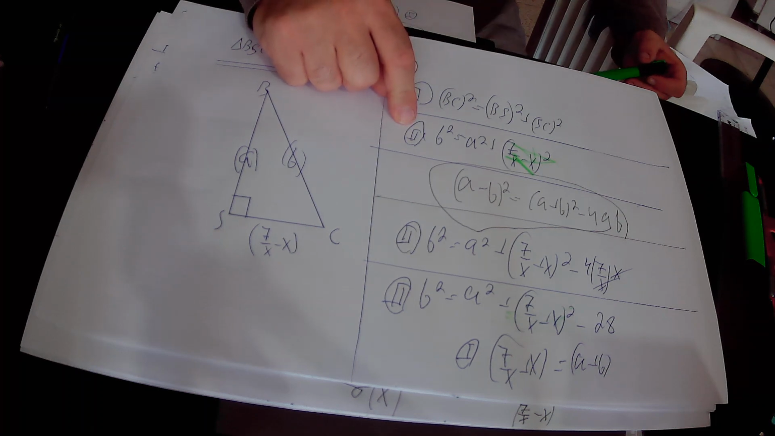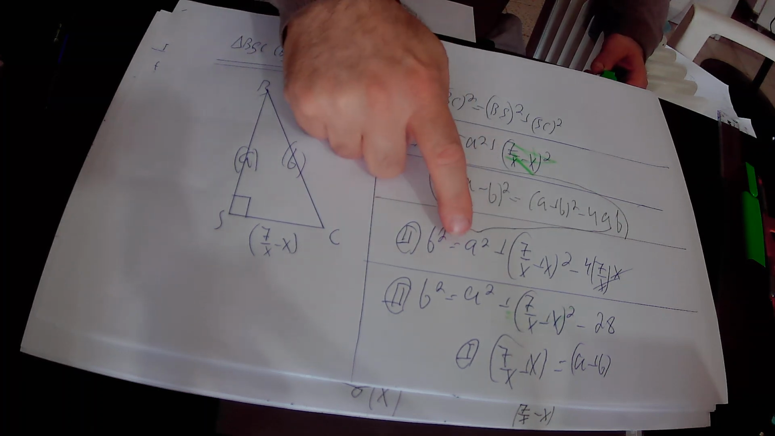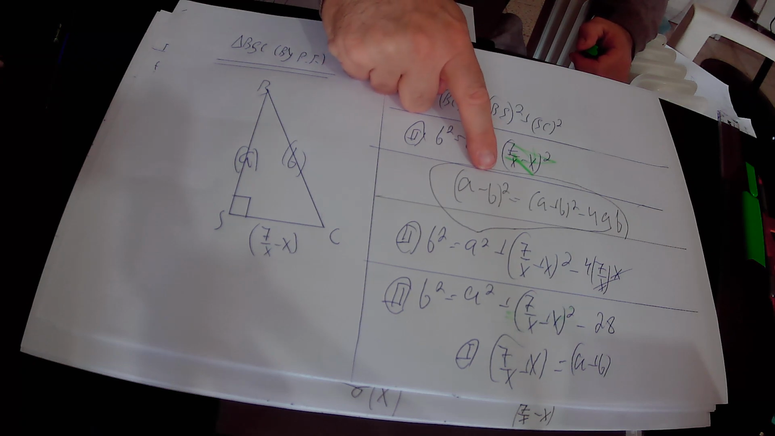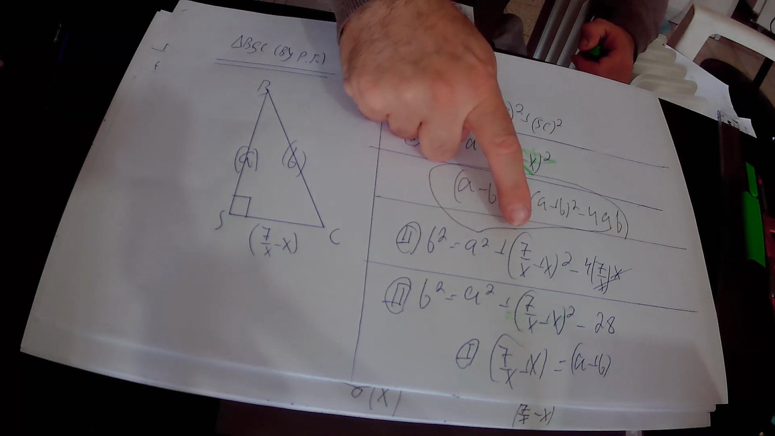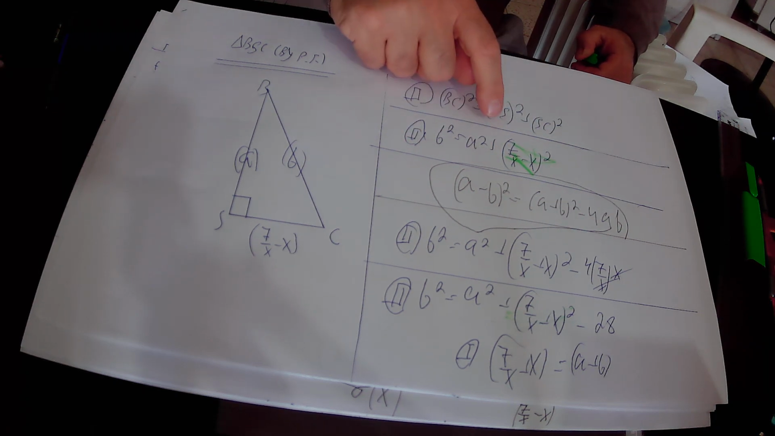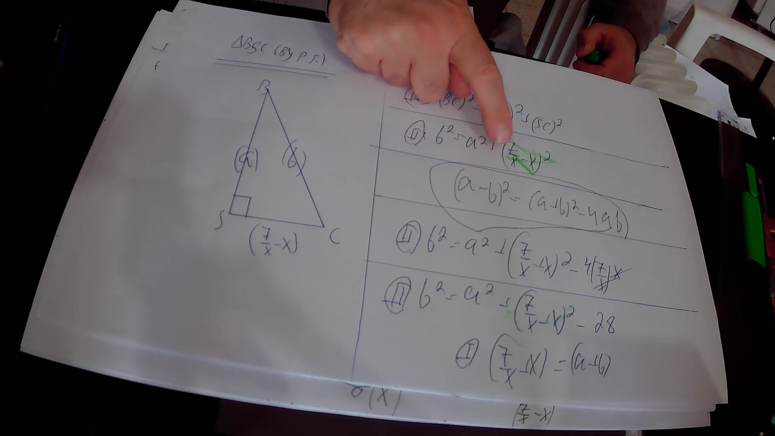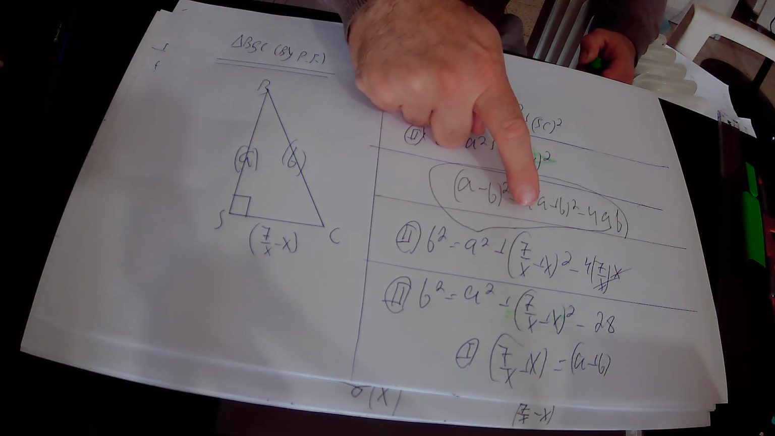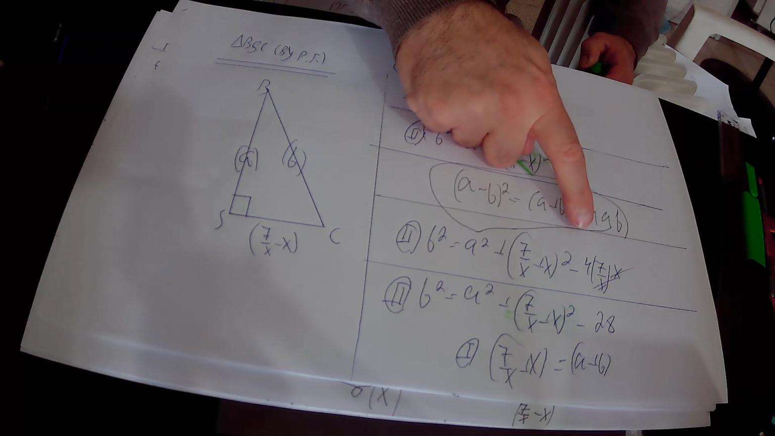So according to equation 2, B squared equals A squared plus (7 over X minus X) squared. According to this algebraic identity, if you substitute A by 7 over X and B by X, you get that (7 over X minus X) squared will be equal to (7 over X plus X) squared minus 4 times 7 over X times X.